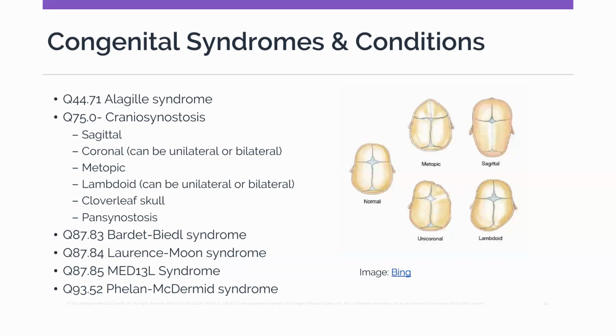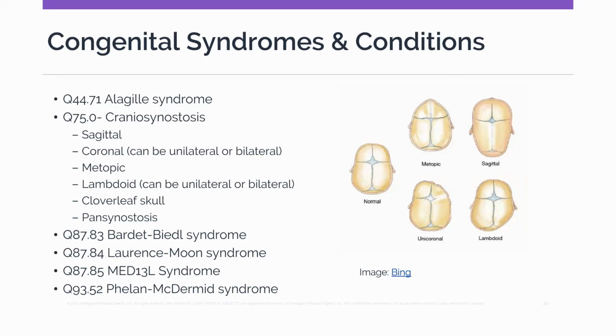There are other types of craniosynostosis that involve multiple sutures. In cloverleaf skull, the sagittal, coronal, and lambdoid sutures close prematurely, resulting in a cranial content bulge that is in the shape of a cloverleaf. Pansynostosis occurs when there is premature closure of 3 or more skull sutures.